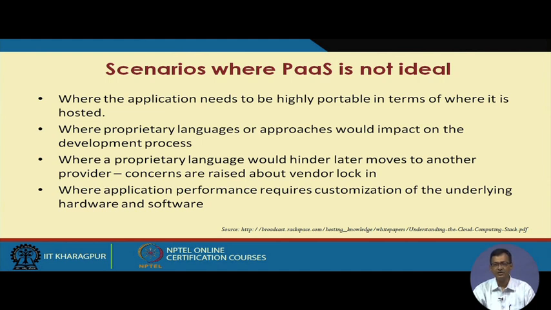So, it is vendor locking, then also we have a problem here, where application performance requires customization of the underlying hardware and software. So, my objective is to have an application performing at its best, then I need to customize the underlying hardware and software. That means, I want to have a customized stack, right. I do not have a generic stack, but I have a customized stack, then this type of thing, PaaS may not be a good choice.